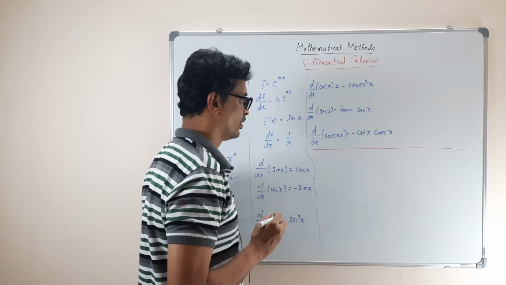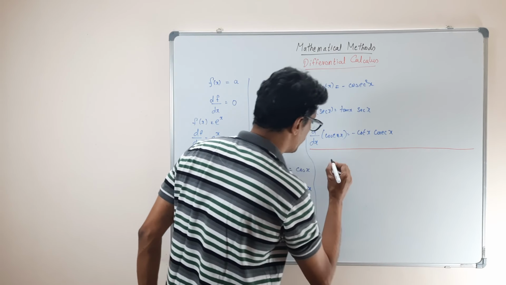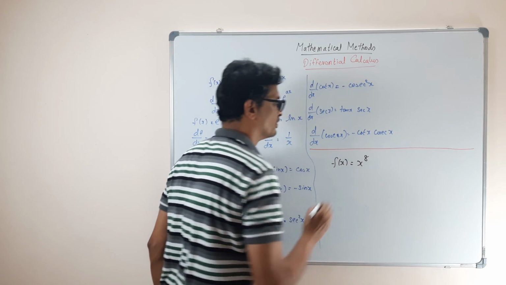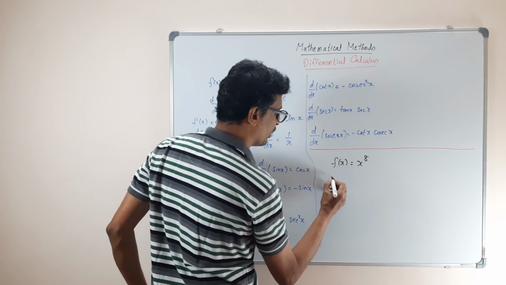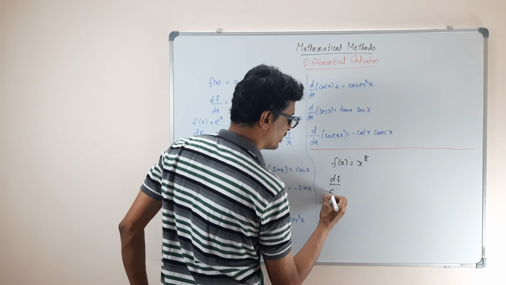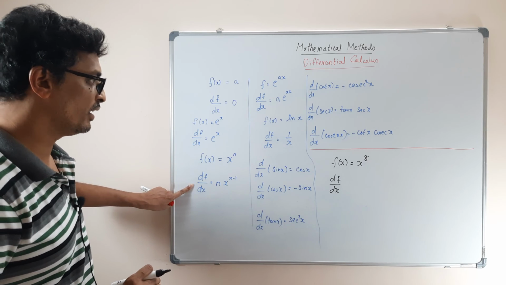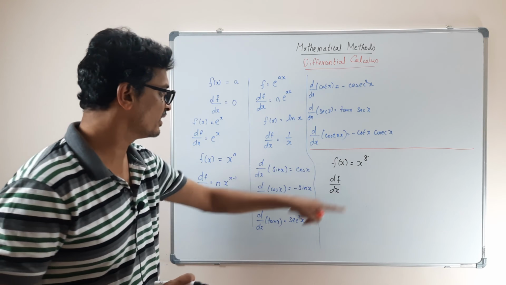The first problem is find the derivative of f of x equal to x power 8. Simple. So what do you want to do? df by dx will be what? Tell me, which formula you will use? e of x? No. Where is e here? It's x, no? e is not there at all.